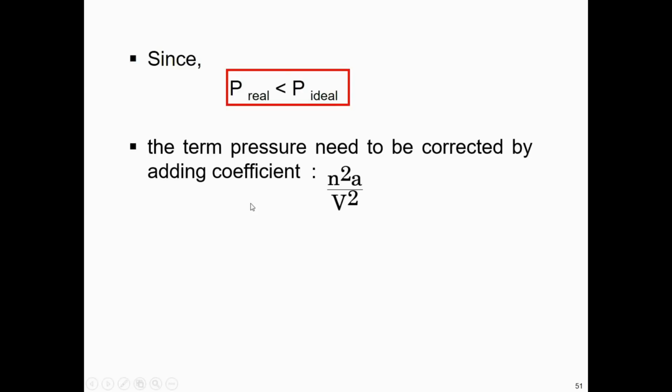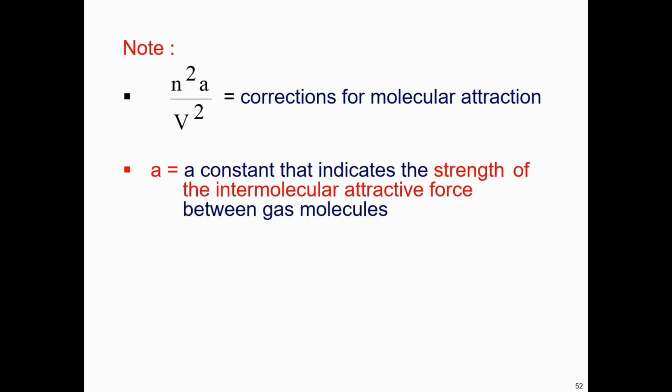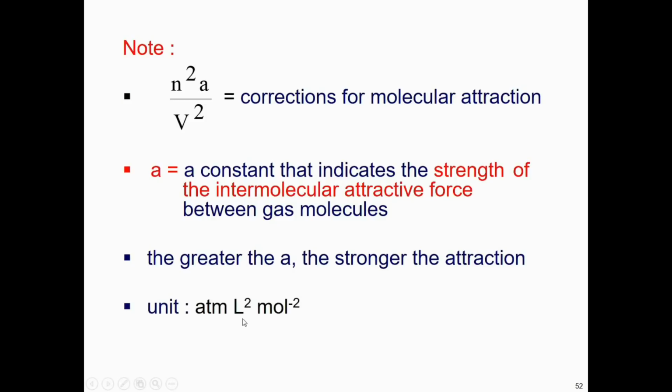So this is actually corrected by adding the coefficient n squared a over V squared. So the pressure of ideal gas is equal to the pressure of real gas plus n squared a over V squared. So n squared a over V squared is the correction for molecular attractions, intermolecular forces. So a is a constant that indicates the strength of intermolecular force between gas molecules. The higher the value of a, the stronger the intermolecular force for the gas. And the unit for a is atm L squared mol negative 2.